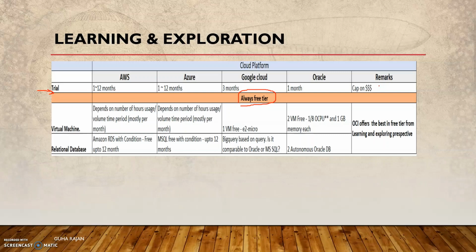AWS and Azure have a little bit of complexity. It all depends on the number of hours of usage and volume. Volume meaning, suppose you're going to send some transactions, they say 5,000 transactions are free, and after that it is going to be costed. So there is complexity involved in that. So I felt these two, the virtual machine and relational database, because Oracle database, as I said, is commercially 80 to 90% of the market, this feature is much more enticing.